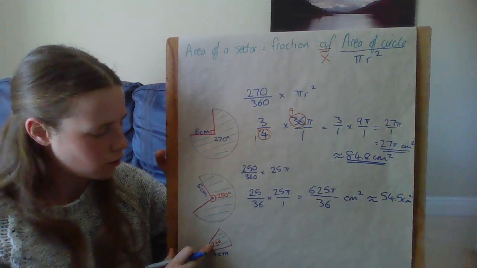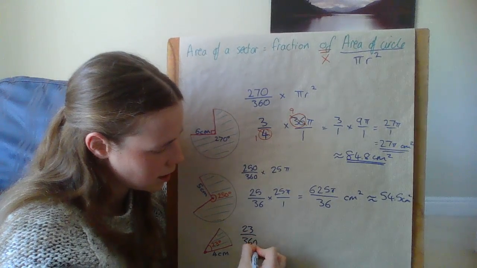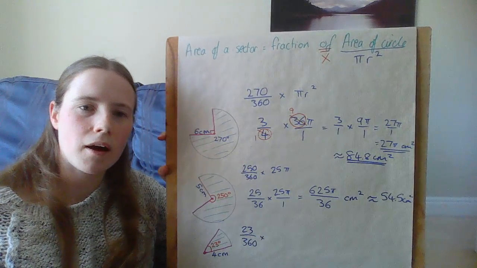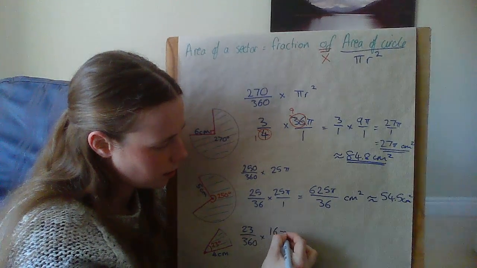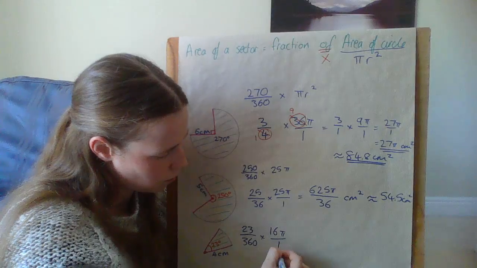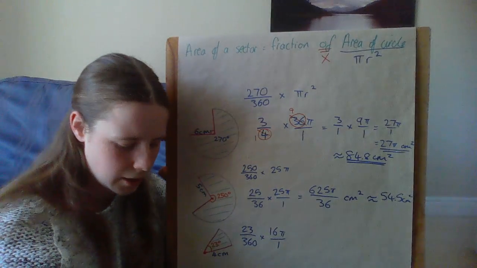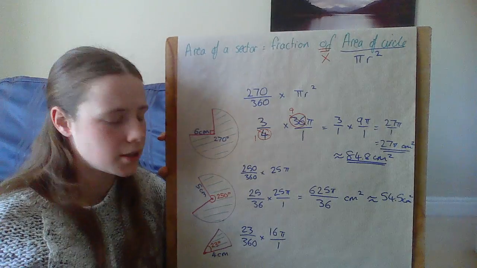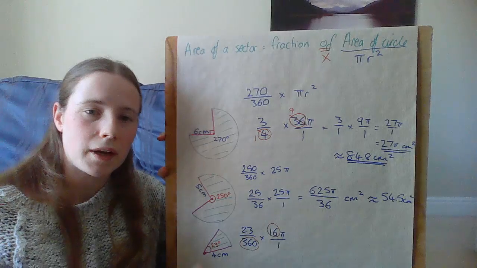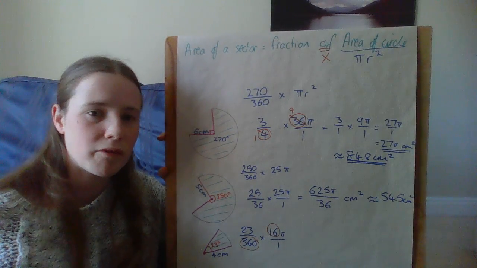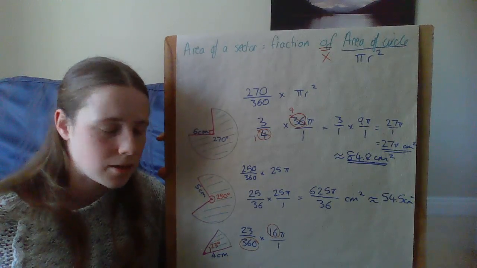So for this one here, I've got 23 degrees, so it's 23 over 360, and then the area is pi r squared. 4 squared is 16, so 16 pi, and I'm going to write it as over 1. I can't simplify this down at all, so I'm just going to be looking at this and thinking what I can do with it. I notice that the 16 and the 360 are both even, so I can half them. I can actually half it, and half it again, or in other words, divide it by 8.